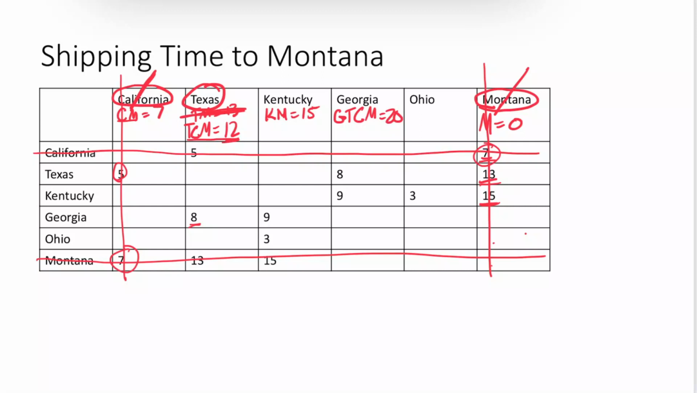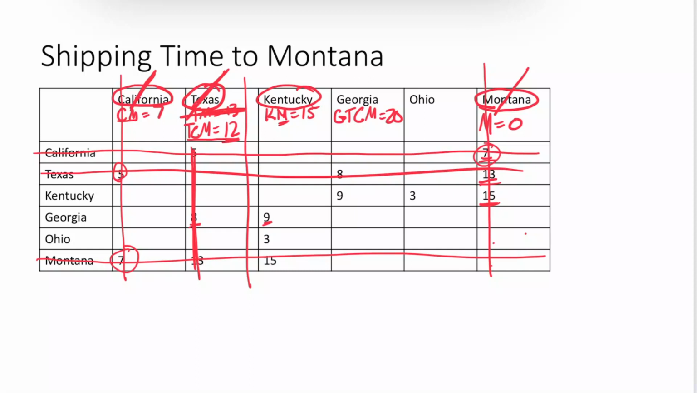And now that I've taken care of all of the things that are adjacent to Texas, I can mark it as visited, cross it off, and I'll go ahead and cross these columns off as well. I guess actually I should cross this column off. So Texas is now visited. Kentucky is my next cheapest vertex, so I'm going to make that my current vertex. And Kentucky is adjacent to Georgia and Ohio. So if I went from Georgia to Kentucky, that would cost 9. And then to get back to Montana from Kentucky would cost 15.